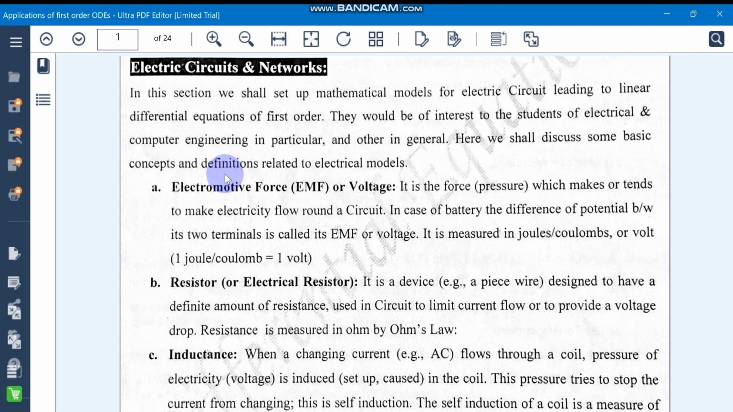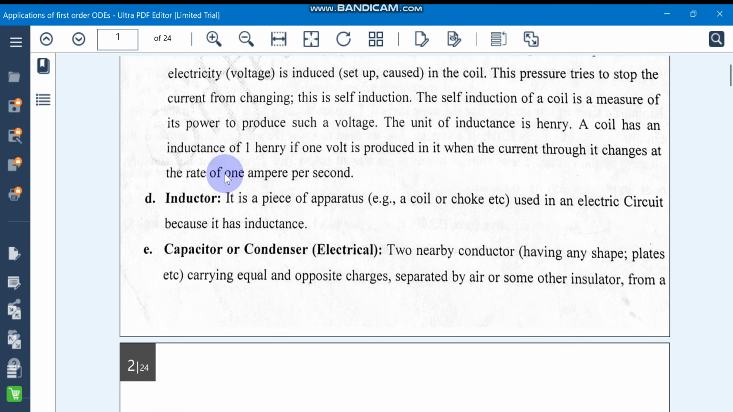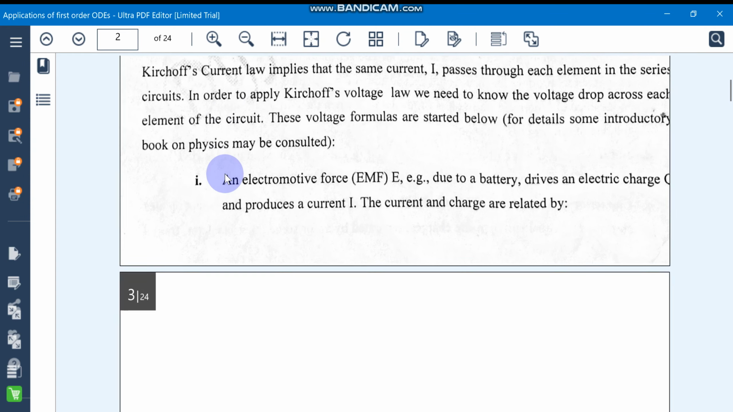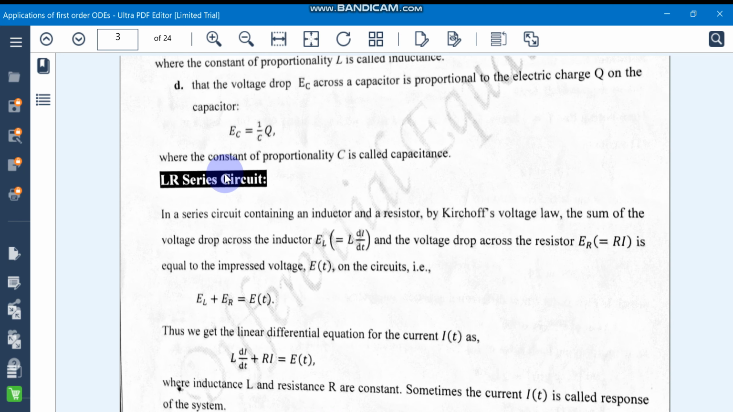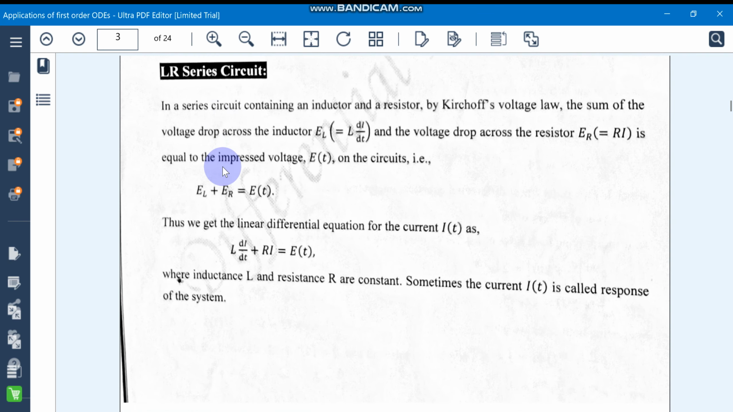First of all, जो हमारा टॉपिक होगा वो होगा LR सीरीज सर्किट का. Meaning to say that if there is a circuit having an inductor and a resistor, then what is the mathematical model of such a type of series circuit and how can we solve it.